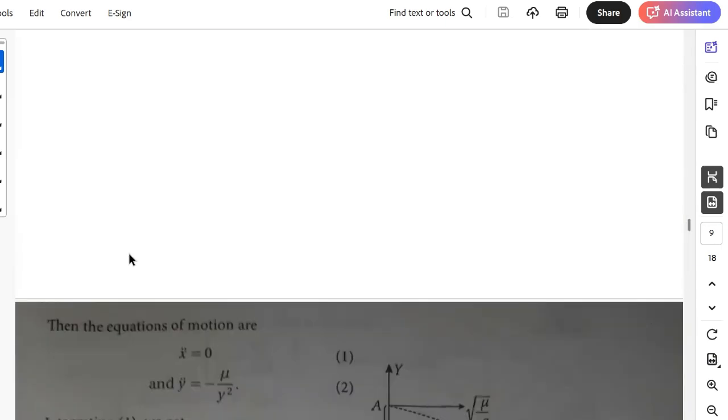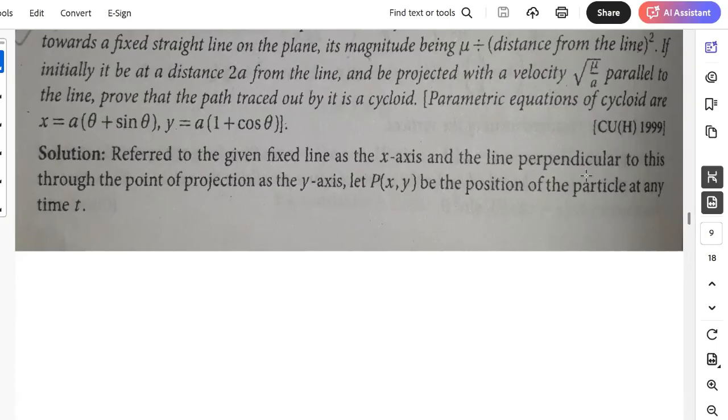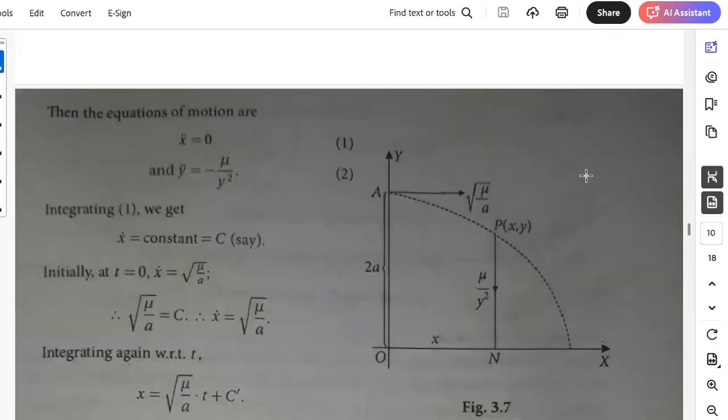For the initial condition, let me look at the other half of the given problem: initially it is at a distance 2a from the line and is projected with a velocity root over mu by a parallel to the line. So it was not at rest; it was projected with some velocity. That means the initial velocity is not 0. And what is the direction? Parallel to the line, that means parallel to the x-axis. So x dot has a value equal to root mu by a, and y dot has no value initially.